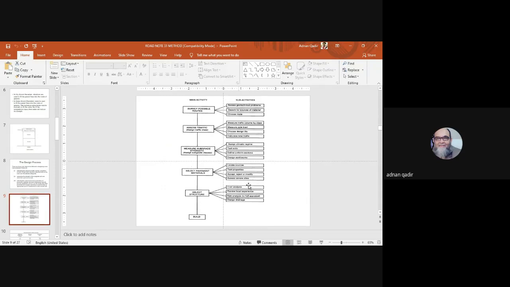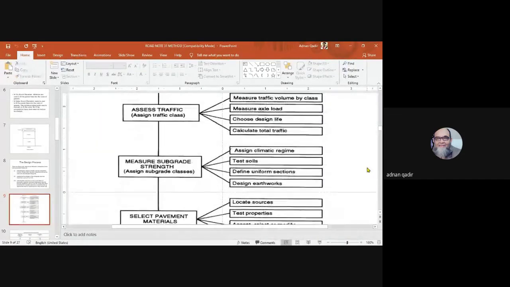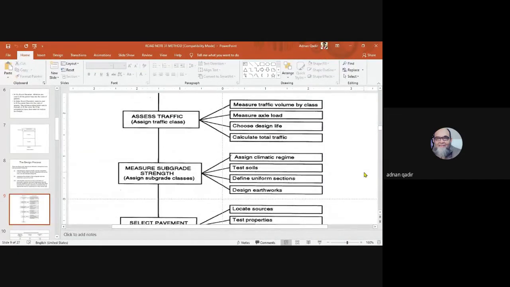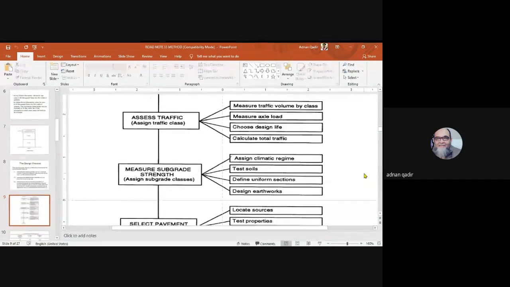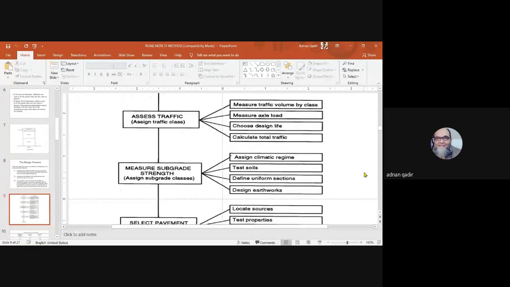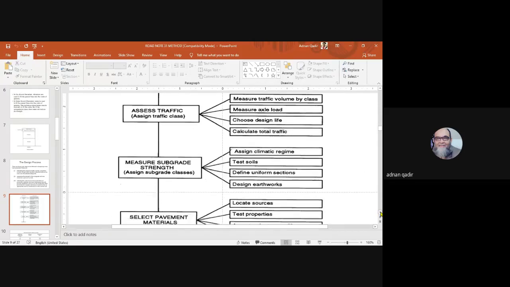And if you look at this flow chart, you will find these major steps. Assess traffic. How? First, classify your traffic according to class. I mean, how many single unit trucks, how many triple axle trucks, how many quad axle trucks, like that. Then you measure axle load. You choose the design life, and you calculate the total traffic per design lane, per direction, per lane.